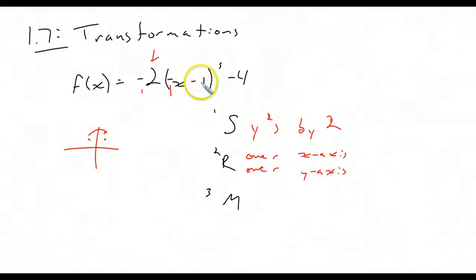Moving on the inside, I have a negative 1 inside with x, so do the opposite. So I'm going to move to the right one. And outside, I have minus 4. Do the same on the outside, so it's with the y, so move it down 4. And that would be the moving.